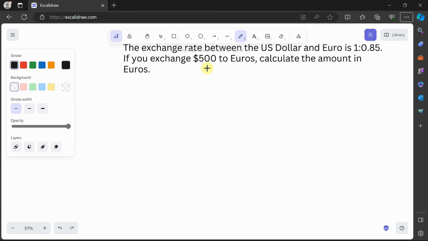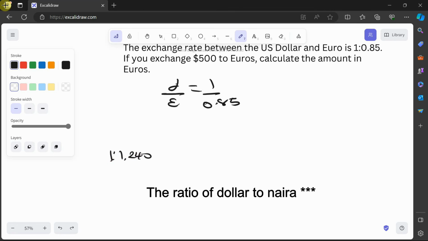So we're told that the exchange rate between the US dollars and euros is 1 to 0.85. So I could just say dollar to euros is 1 over 0.85. I told you whenever you see a ratio like this, you can also say 1 over. Now, that means that for every $1 that I exchange, I would have 0.85. So if it was like Naira, I think Naira is like 1 to 1,240 Naira. The ratio of Naira to dollar is 1 to 1,240. That means for every $1 that you receive is equivalent to 1,240 Naira.